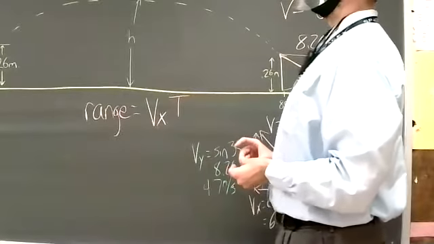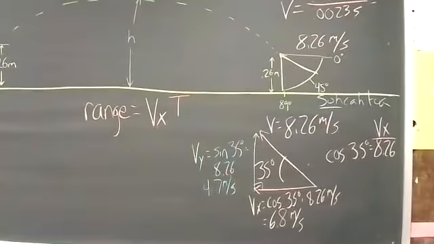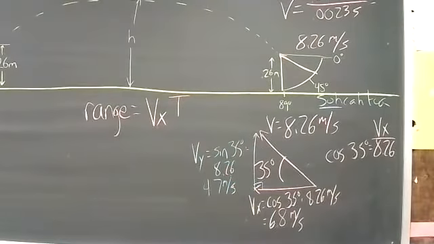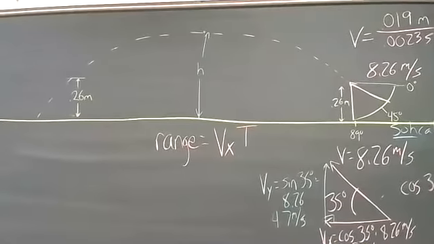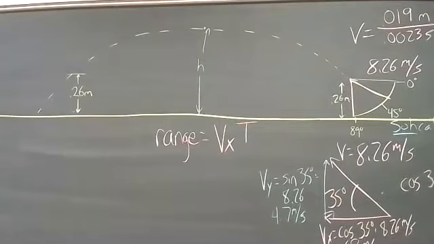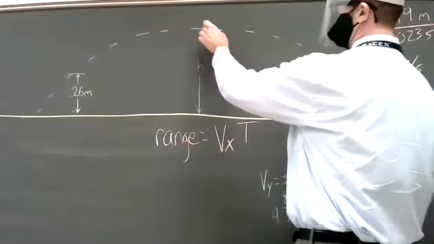The other thing that we want to know is the range, right? Which we said we can calculate by doing VXT. And so we need another time airborne.